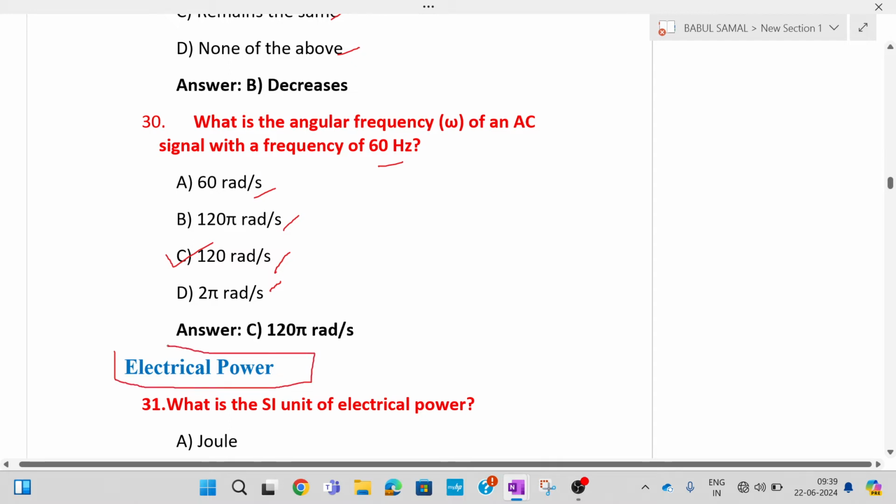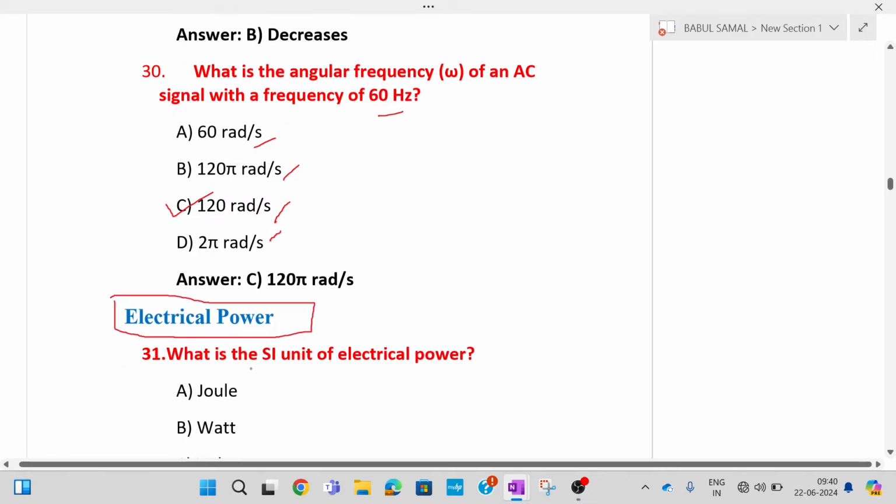Let's discuss some important MCQ on electrical power. Here is the first question. What is the SI unit of electrical power?